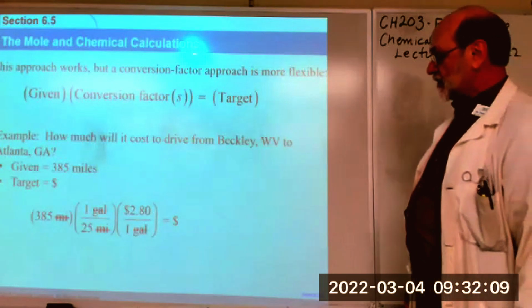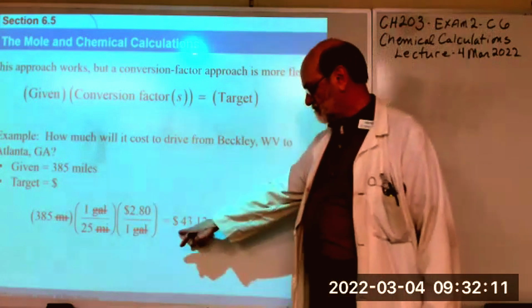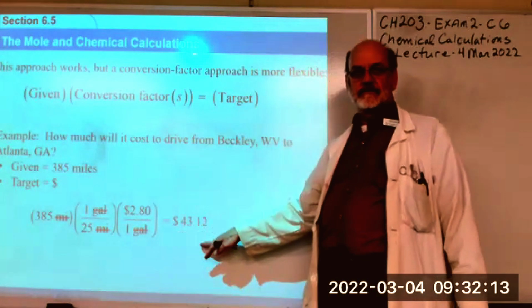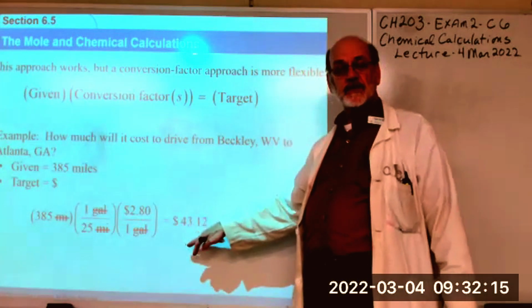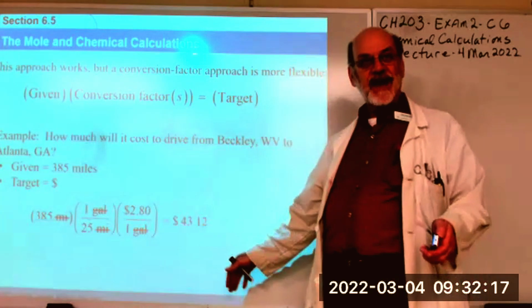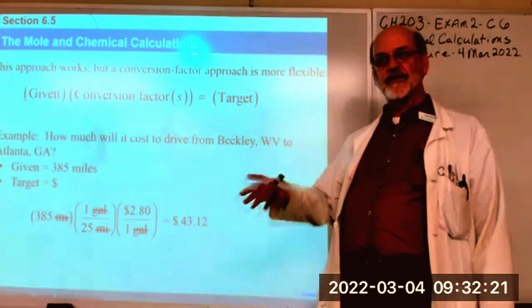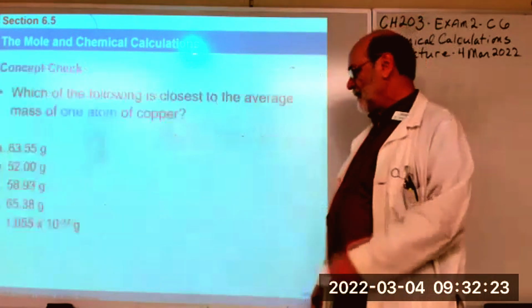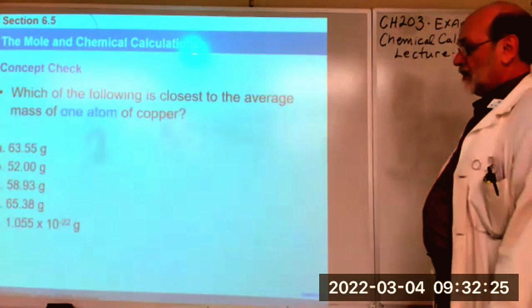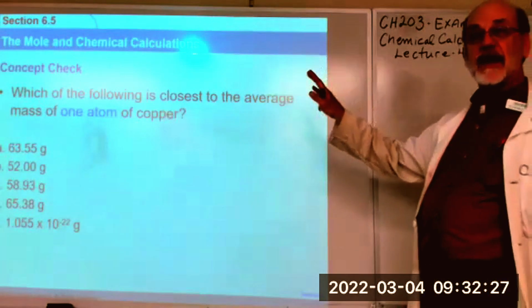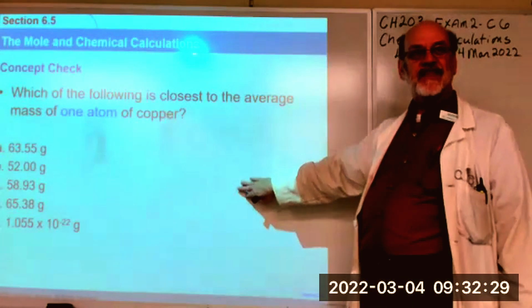Okay, so this says that I'm going to need a minimum of $43 to get to Atlanta, and then double that to get back. And Atlanta's a big place, so I need some buffer money to drive around. So that's what I mean by the conversion factor method.